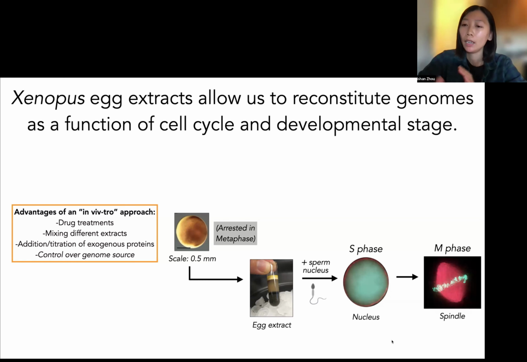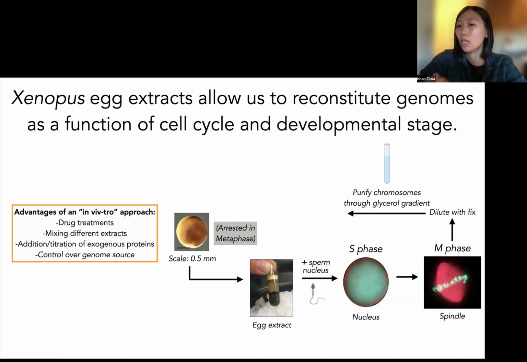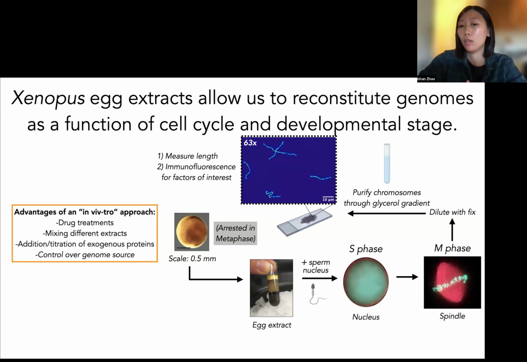And then I'll add back fresh metaphase extracts, in which case the chromatin will now form these condensed mitotic chromosomes, as well as these bipolar spindles. And once I get a tube of spindles like this, I'll dilute the extract with a little bit of fixative and do a really quick purification of the chromosomes through a glycerol gradient and onto cover slips.